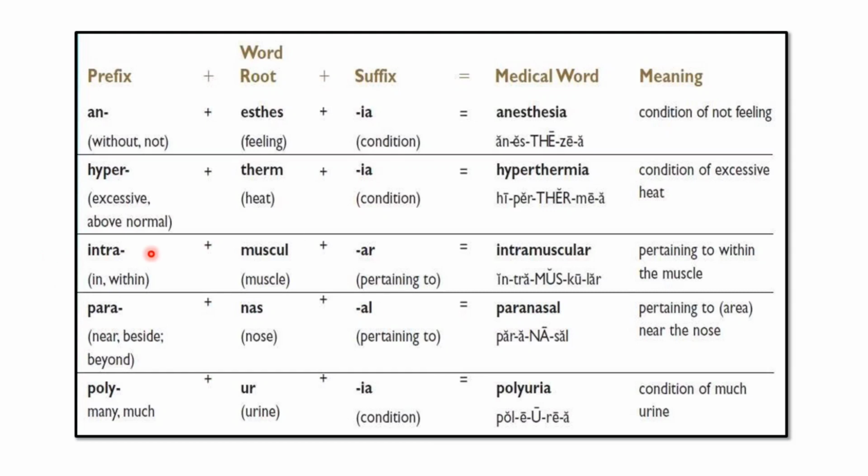Then intra-. Intra means in or within, and the medical word derived after using prefix intra- is intramuscular. Over here, muscul is the muscle, that is the word root, and -ar means pertaining to. It is a suffix. Then poly-. Poly means many, much, and the medical word derived after using prefix poly- is polyuria. Over here, ur means urine and ia means condition. So polyuria is condition of excessive urine. Another one is paranasal. Para means near, beside or beyond.